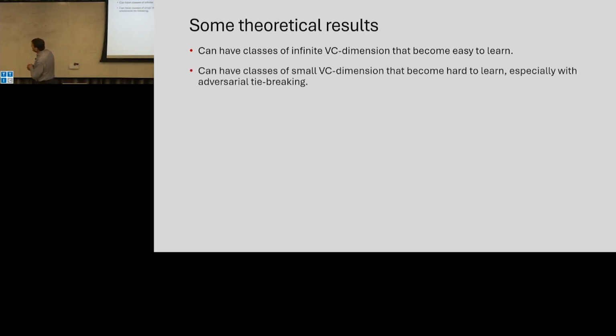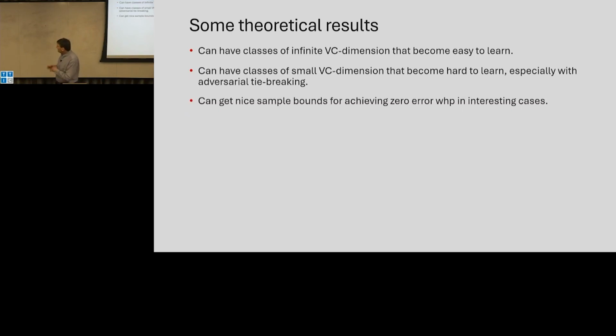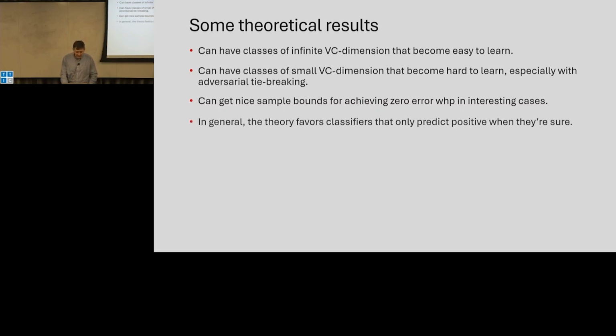You can also go the other way around. You can have classes of small VC dimension that become hard to learn, especially with adversarial tie breaking. You get nice sample bounds for achieving 0 error with high probability in some interesting cases. I'm not going to go into too much detail on this. But in general, the theory favors classifiers that only predict positive when they're sure. The main reason is that a false positive, predicting positive on regions that are actually negative, has a double whammy: not only is there a region of points you're making a mistake on, but you might have all sorts of points moving there, creating even more mistakes. So it's even more dangerous to predict positive when you're not sure, but less dangerous to pull in a little bit because the agent will be able to move.